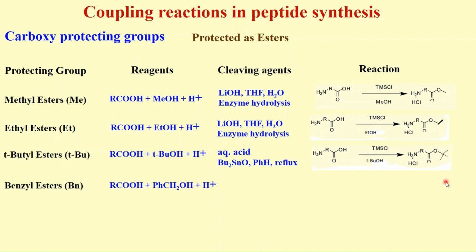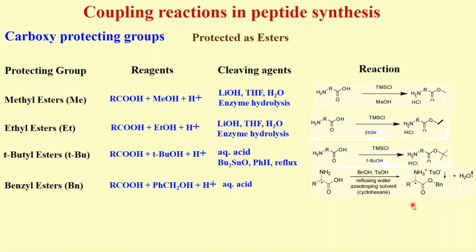Benzyl esters can be prepared by treating with benzyl alcohol, which can be cleaved under acidic conditions similar to that of tertiary butyl esters. I take benzyl alcohol and the amino acid in the presence of an acid like paratoluenesulfonic acid and reflux it, and I use an azeotropic solvent like cyclohexane, which removes the water that is formed and makes the reaction move forward to give rise to the corresponding benzyl ester.